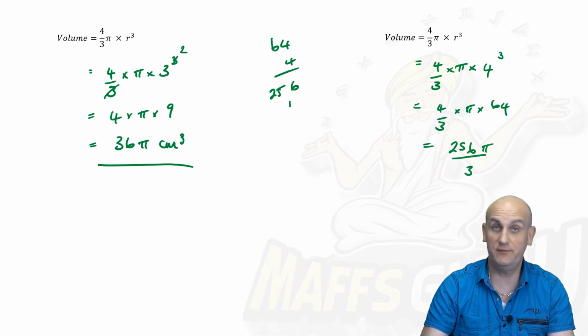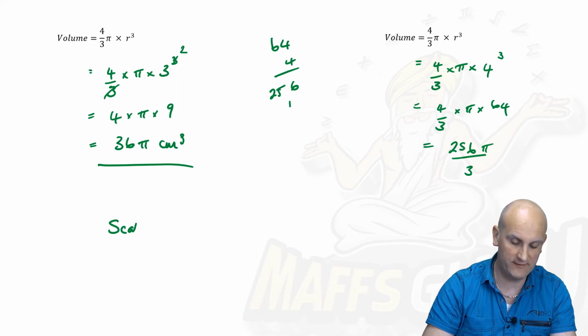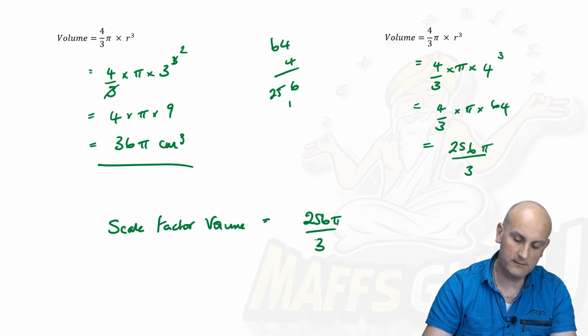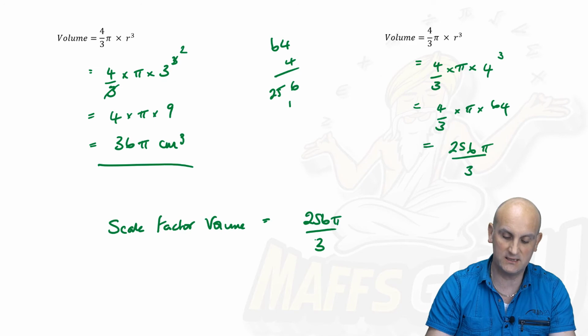Now, when I do the same thing as I did earlier, let's do now the scale factor for the volumes. Take the bigger one, which is 256 pi on 3, and I'm going to divide that by 36 pi. Now, the reason I'm doing it this way is because I'm going to keep, change, and flip.